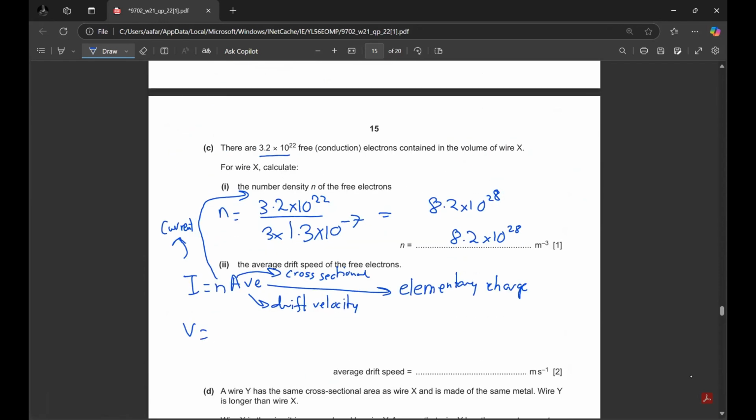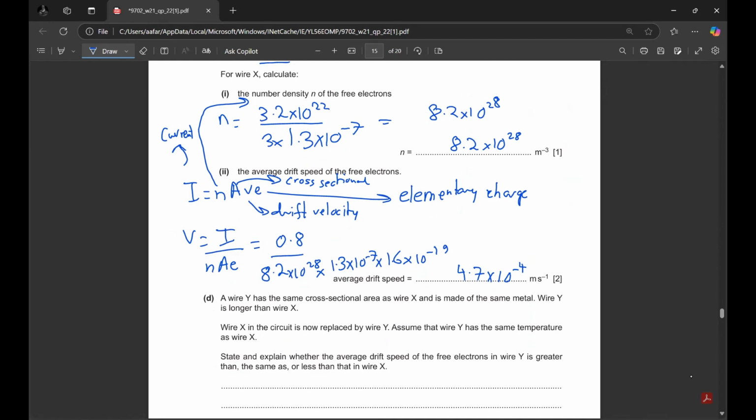So we need to calculate v. Just make v the subject. I is equal to nAve. Current is 0.8, and n we calculated is 8.2 into 10 power 28, and area is 1.3 into 10 power negative 7, and the elementary charge, which you just saw, 1.6 into 10 power negative 19. The average drift speed which we get is equal to 4.7 into 10 power negative 4.